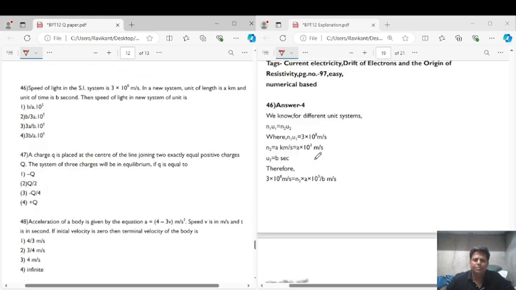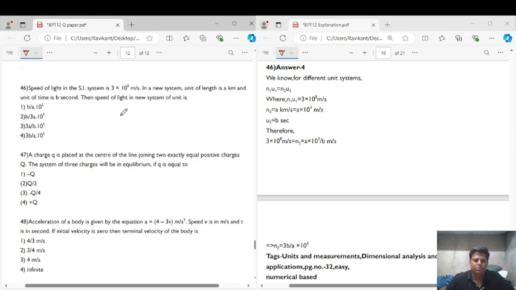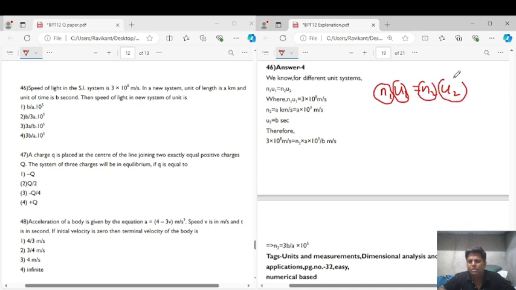Question number 46. Question number 46 says that the speed of light in SI system is 3 × 10^8 meter per second. In a new system, the unit of length is kilometer and unit of time is b seconds. The speed of light in the new system will be. So using n1u1 = n2u2, that is numeric value in first system into unit of first system equals numeric value in second system into unit of second system, right?